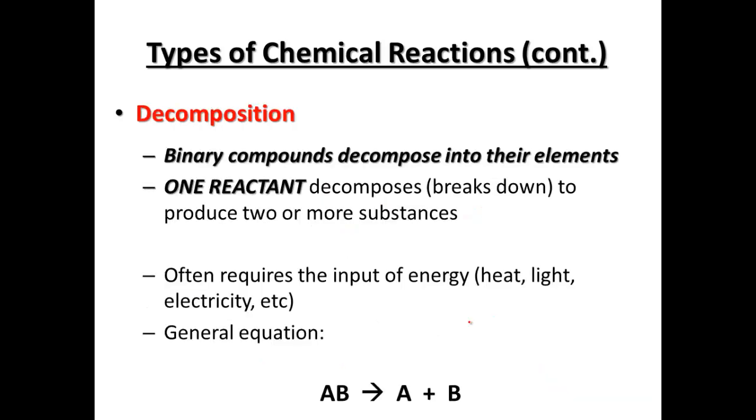Just the opposite, decomposition. Decomposition is to break down or decomposes. So a binary compound is going to decompose into its elements. Often it requires heat, light, or electricity, so some way to start the reaction breaking down. You've got to add a little energy to start a compound breaking down into its elements. So AB is going to break into A plus B. So one compound to 2 elements, or one of these could be a compound and an element.